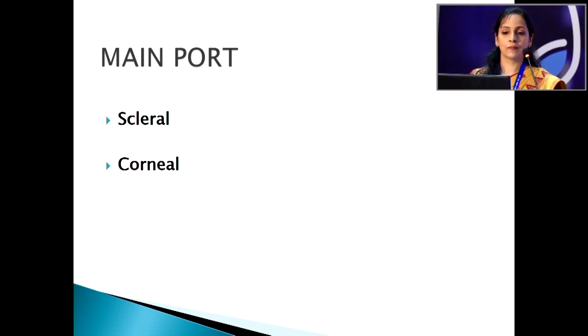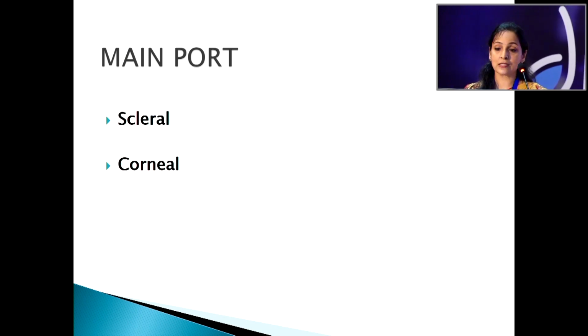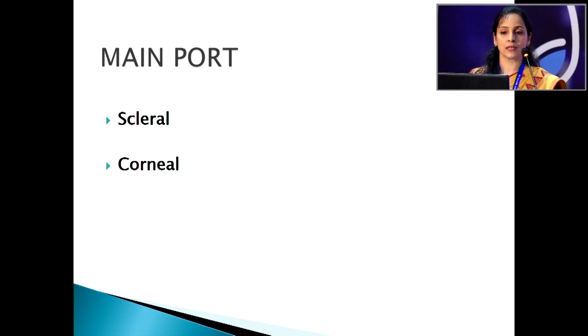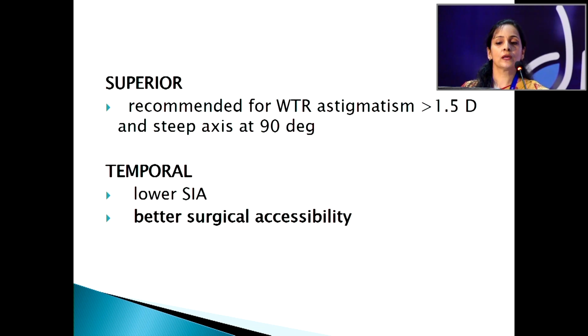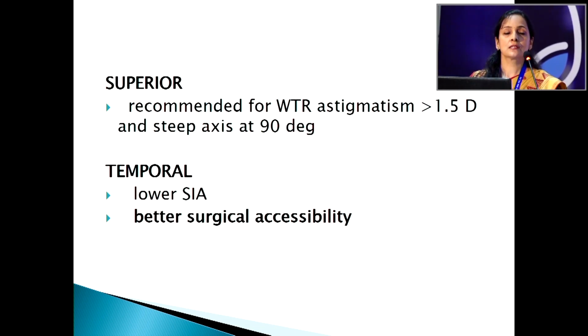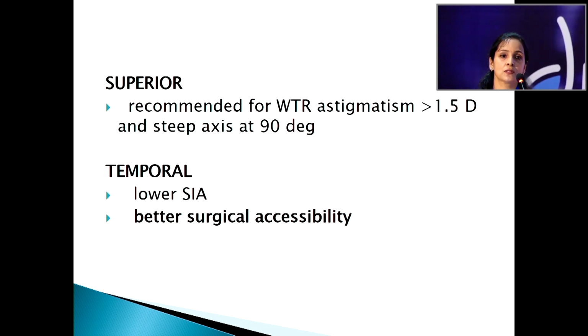Wound architecture is of utmost importance because it affects the degree of surgically induced astigmatism, the wound strength, and the wound healing. Depending upon the size and function, a cataract incision is referred to as a main port or a side port. Let's begin with the main port because it is of more importance. It could be a scleral or corneal incision. It could be a superior or temporal incision. This is purely based on the surgeon preference or the surgical expertise.